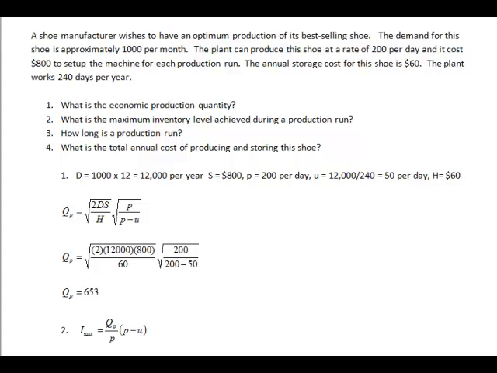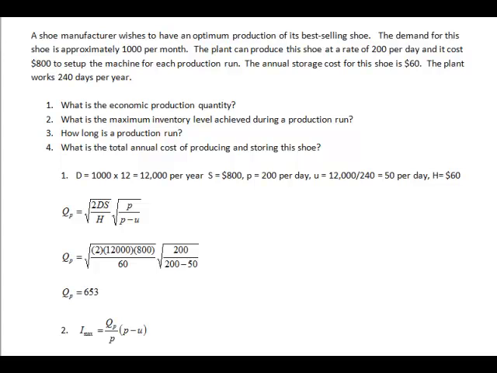So again, we look at the verbs, okay? So we see the verb produce in the word statement. That tells us it's an economic production quantity. Also, we see a setup cost. And when we see a setup cost, we know it is an economic production quantity problem. So we want to know what the economic production quantity should be.